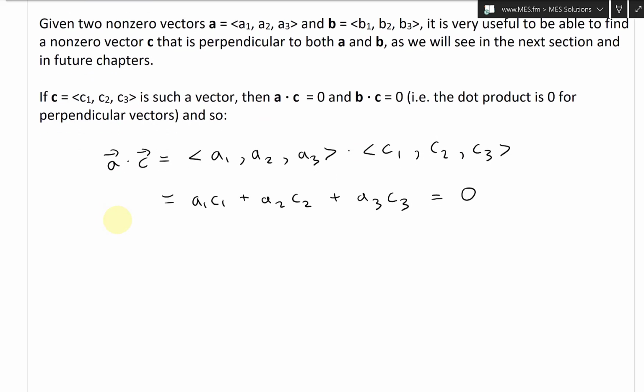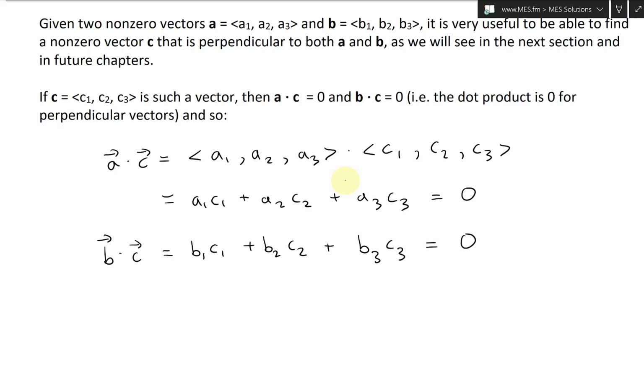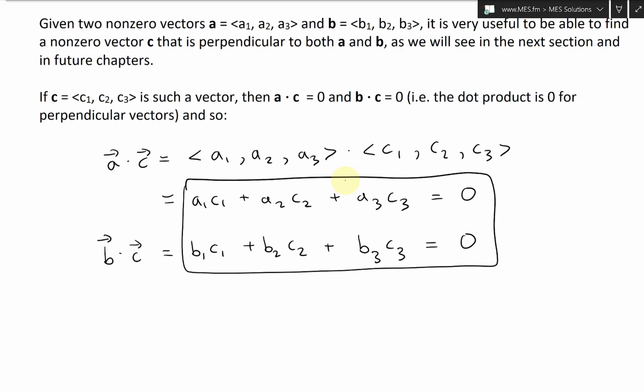So we have that, and then similarly, the next one is B dot C vector. So this equals, we could write it out like that, but it's going to be the same thing. So we're just going to write B1 C1 plus B2 C2 plus B3 C3. This has to equal 0. I'm just going to box these two formulas in, because this is what we are going to work with.